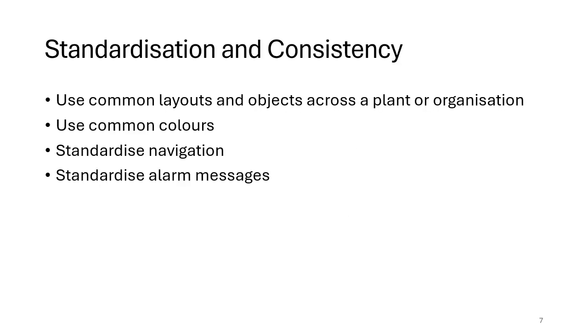So it would be nice within a single plant to really standardize and have consistent and common layouts and objects across the entire plant. Might not be possible because you might have multiple generations of systems, multiple different users, maybe even different business units with different priorities, but it'd be really good to have standardization and consistency wherever possible. So common colors, standardization of navigation, even standardization of alarm messages, in terms of how the alarm message is presented, and simple things like the limits, high, low, high high, low low, and so on. Just make sure there is good consistency and everyone understands what there is.